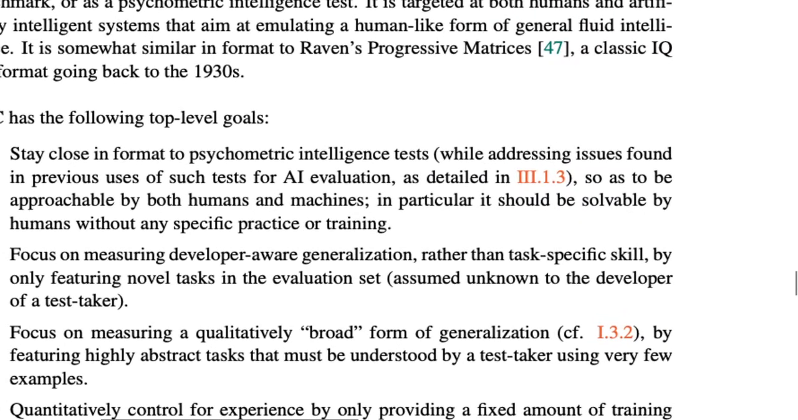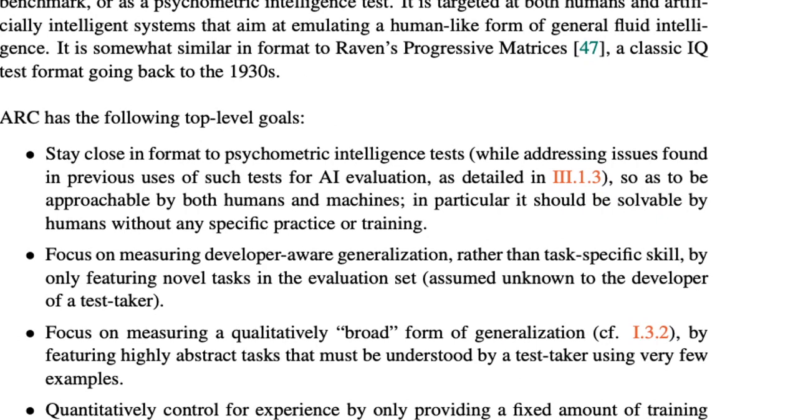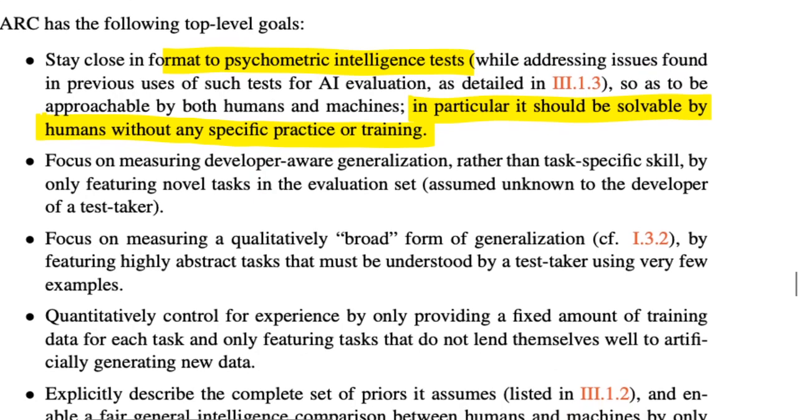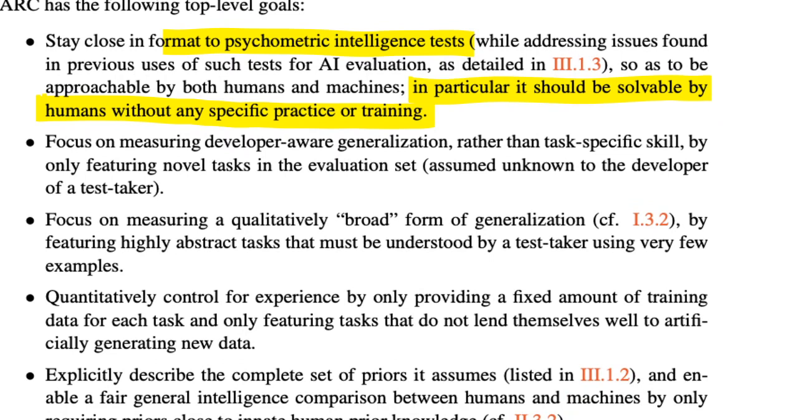So here are the goals of this data set. They want to stay close to these psychometric intelligence tests. They say in particular it should be solvable by humans without any specific practice or training, and probably also without any language instructions. So you just set a human in front of it, and the human should be able to solve it. Or a large portion of humans should be able to solve it, right? Ideally, this test would also differentiate humans from each other, but at this point, we want to simply assess machines.